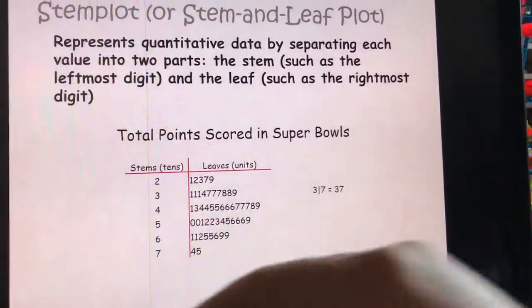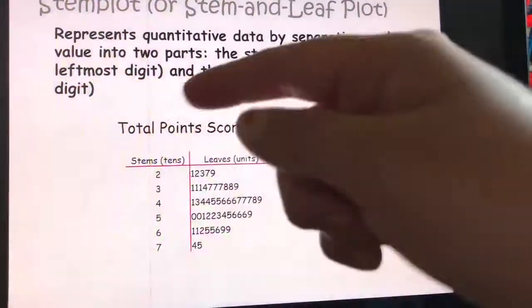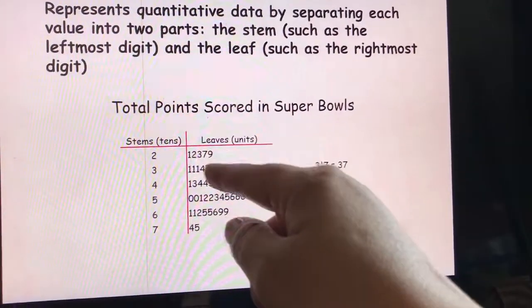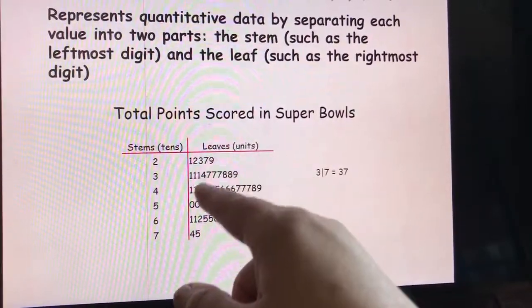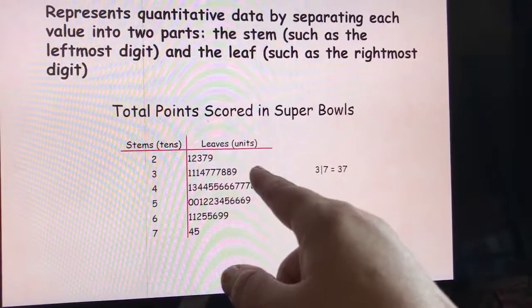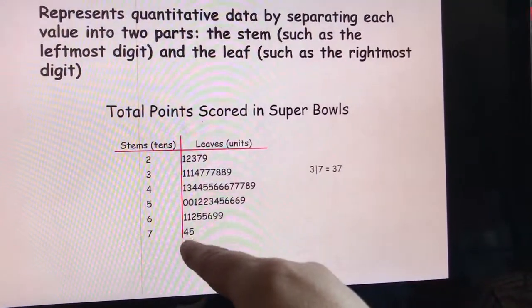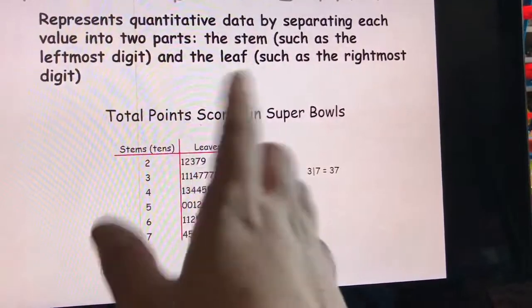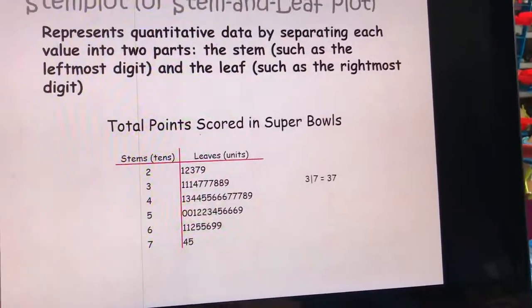So this also allows you to recover the original data. It also shows you the shape of the data. When you do it this way, you can tell if it's bunched up, or if this would be normal. If you draw a line here, it does that bell shape. If you flipped it on its side, because it goes like this and then it goes back down.